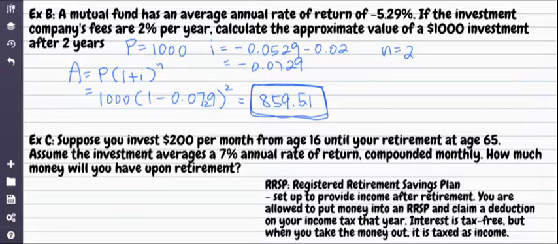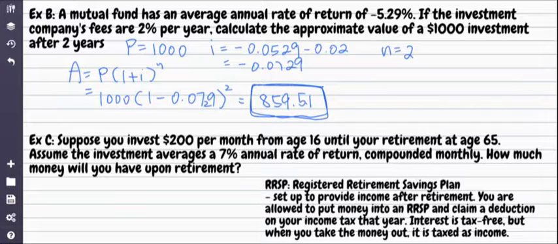Now, usually if you are in Canada, which we are, and I'm sorry if you're not Canadian, we have what's called an RRSP, the Registered Retirement Savings Plan, and it's set up to provide you an income after retirement. So the government is trying to encourage us to save money for our retirement so that people aren't homeless and super hungry when they retire and stop working.